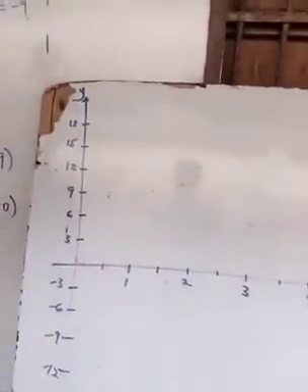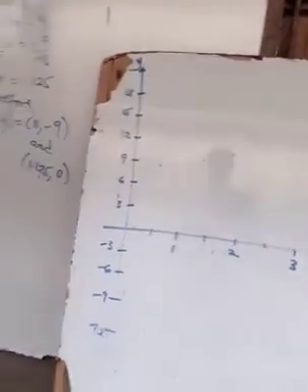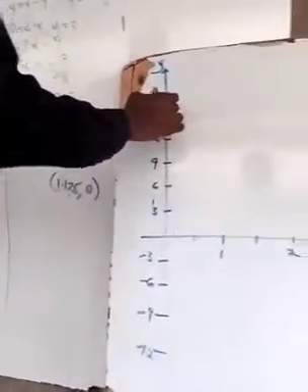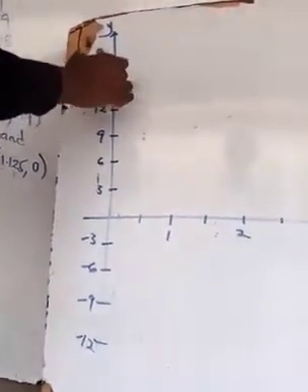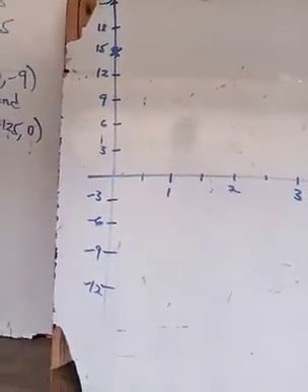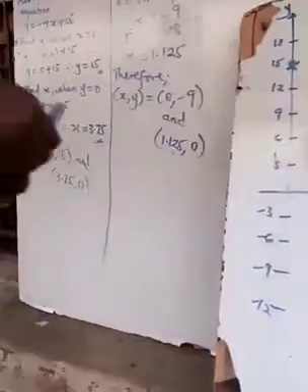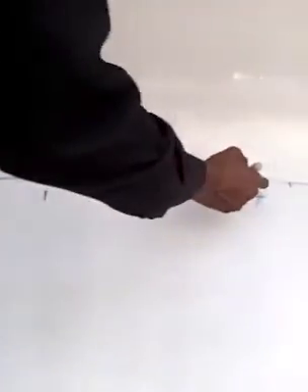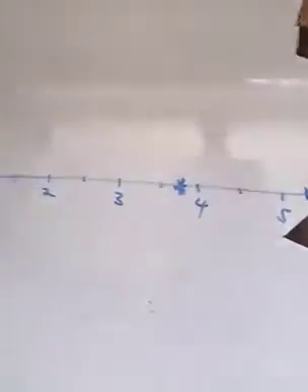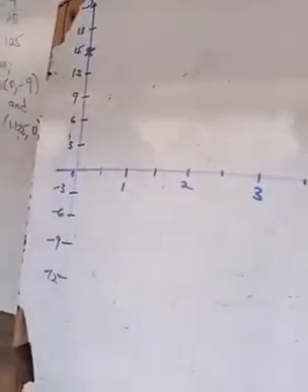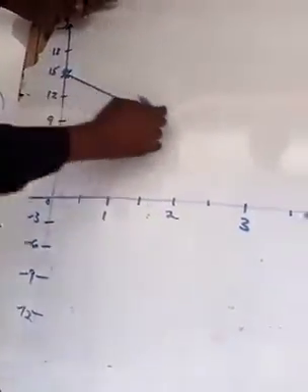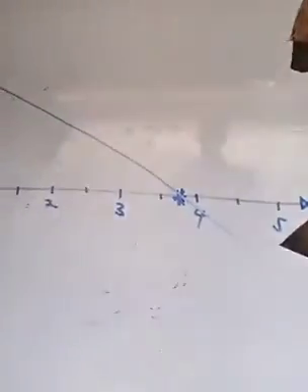Now for the first constraint, the coordinate is when x is 0, y is 15. And when x is 3.75, which should be somewhere here between 3 and 4, y is 0. For the first constraint, we are using a continuous line. I hope you still remember. So it's joining.